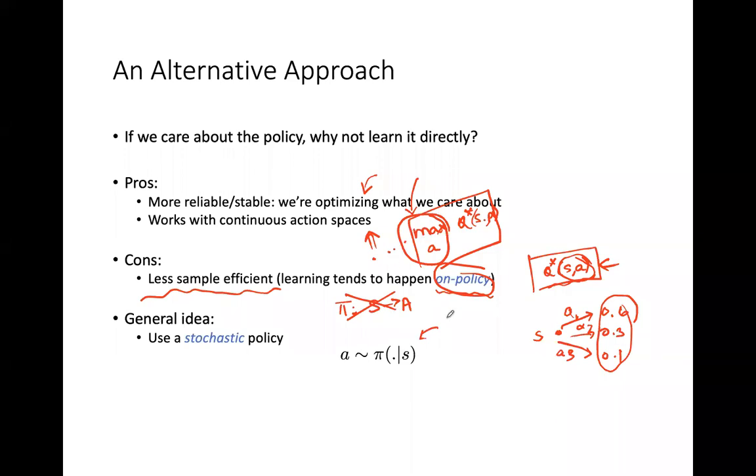So this is a stochastic policy, right? So instead of telling me exactly what to do in a state, it gives me a distribution, and I would sample from this distribution. So flip a coin, and that tells me what to do.